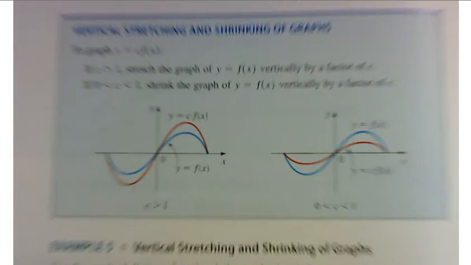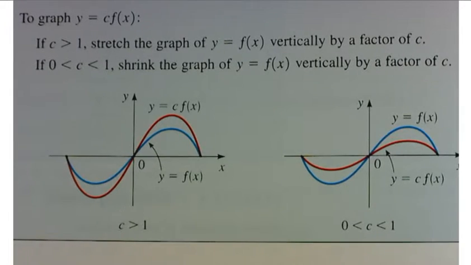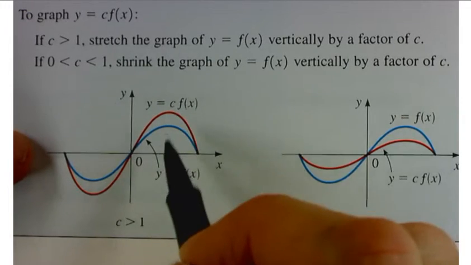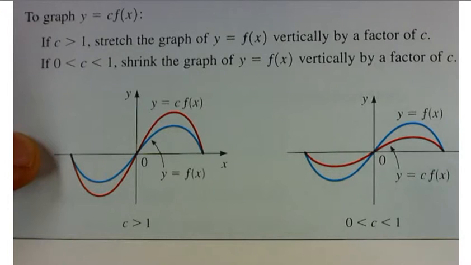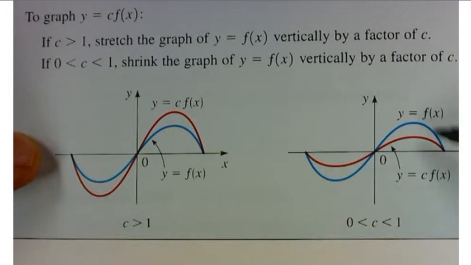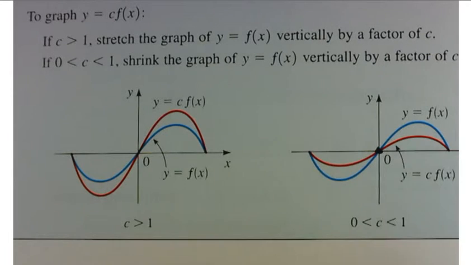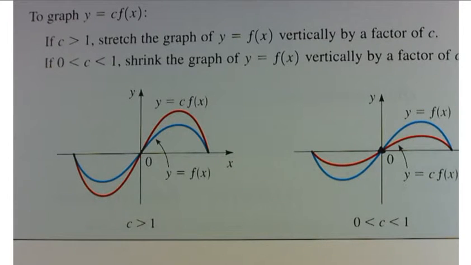When c is greater than 1, that graph's going to get taller. You're pulling it away from the x-axis. When c is between 0 and 1, over here, that graph is getting shrunk. You're pulling it down towards the x-axis. It's not going to change the roots or x-intercepts of your graph, but it is going to change the height of your function. Let's do a couple quick examples. Problems like 44.